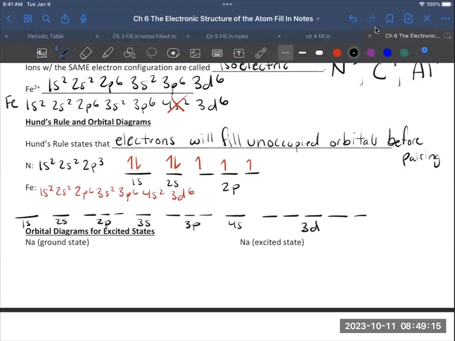And let's go ahead and fill these in. Everything's going to be full up until the 3d's, right? So there's 1s2, 2s2, 2p 1, 2, 3, 4, 5, 6, 3s2, 3p 1, 2, 3, 4, 5, 6, 4s 1, 2, and then 3d6 will fill in like this: 1, 2, 3, 4, 5, and then 6, like that. So this 6th electron had no choice but to pair up with an already occupied orbital. So those are what orbital diagrams look like.